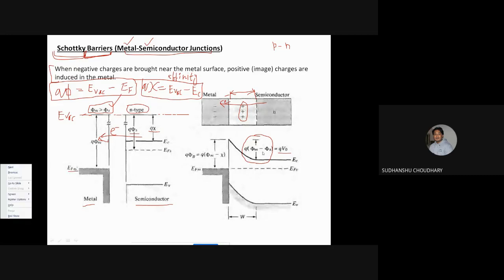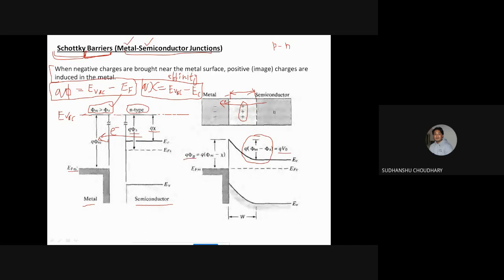Now because of this energy barrier, electrons from the N side will stop moving to the metal side. This is called the Schottky barrier. So electrons see a barrier, and they cannot move from N to the metal side. Similarly, I have a barrier from the metal side to the semiconductor side. That is, electrons from the metal side cannot move to the N side because they see this barrier.